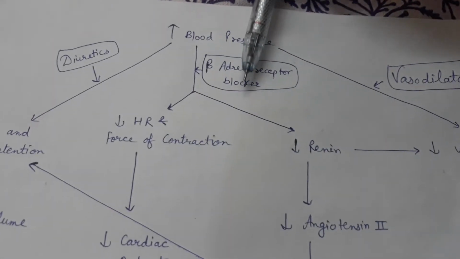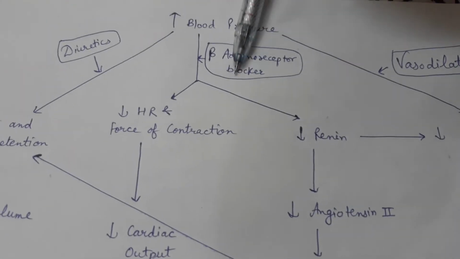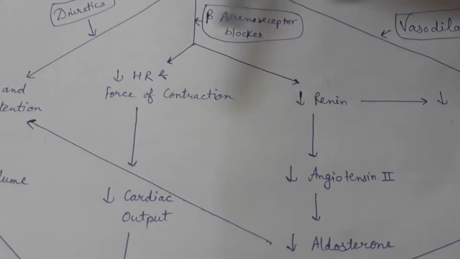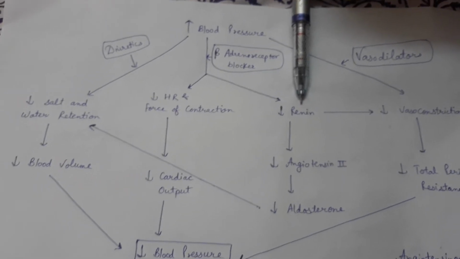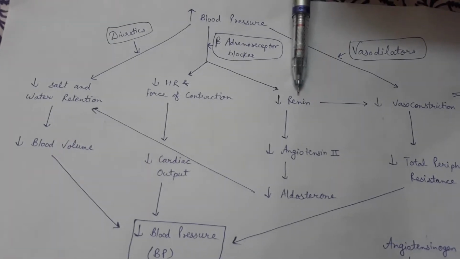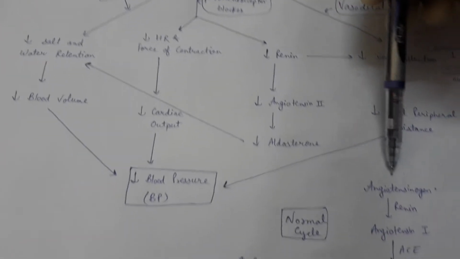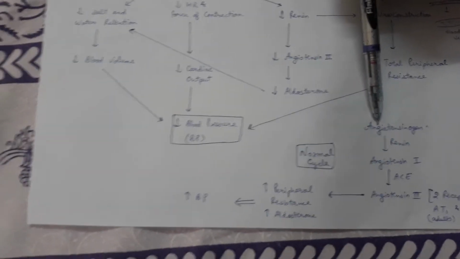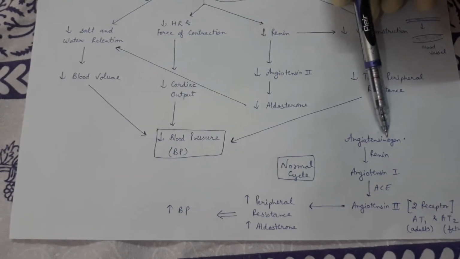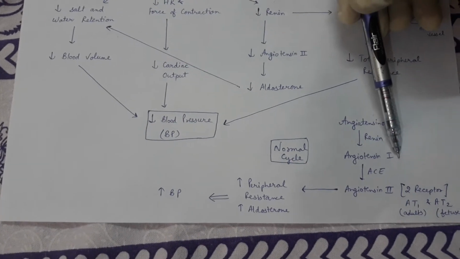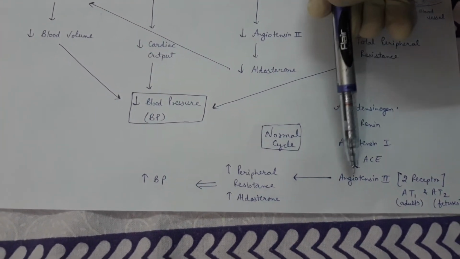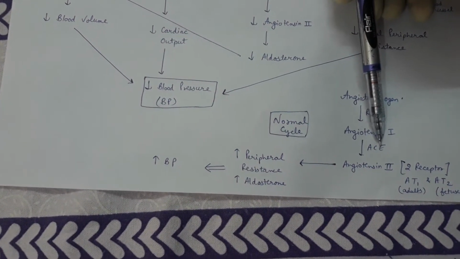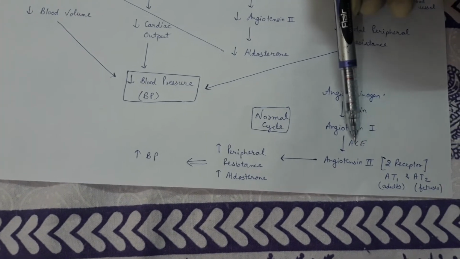Third important class is beta blockers. We know the beta 1 receptor is present in the kidney and in the heart. Beta 1 receptor is present in the JG cells of the kidney, JG meaning juxtaglomerular cells. This is the normal cycle. Plasma angiotensinogen is converted to angiotensin 1 by the renin enzyme, and angiotensin 1 is converted to angiotensin 2 by ACE, angiotensin converting enzyme.